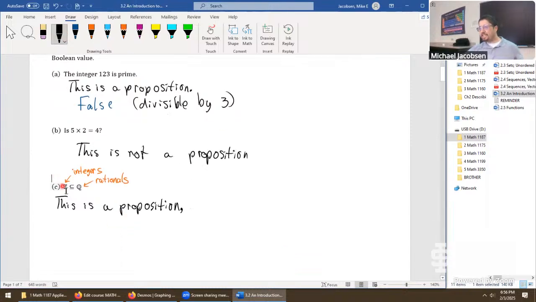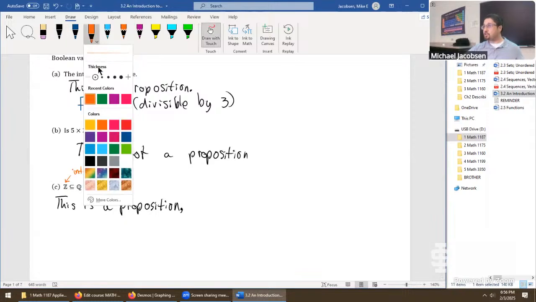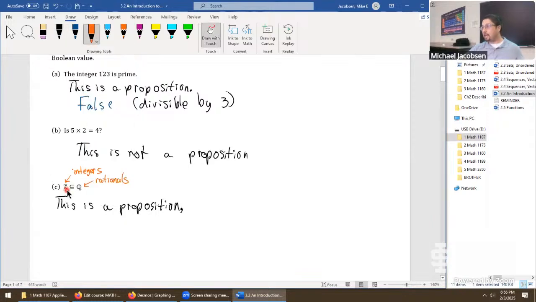It's a proposition because this subsetting relationship, subset equals, is either true or false, but its falsity or truthness is kind of up in the air. Let's check it out. Anytime you're trying to investigate if a subset relationship is true, it always goes this strategy. Let X be an element of Z. So we have an integer.